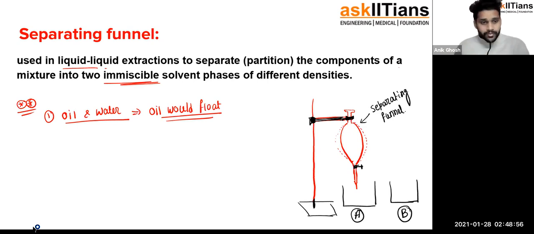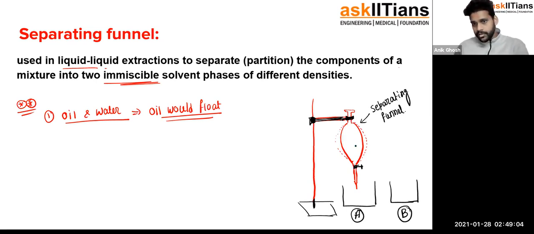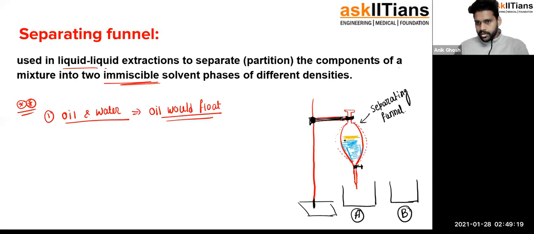So let's try to draw this. If this is the layer of water, then the layer of the oil would be something like this, just over it. So these are the two layers. One is water, another is oil. The layer which is more dense should be towards the bottom, and the layer which is lighter should be on the top.